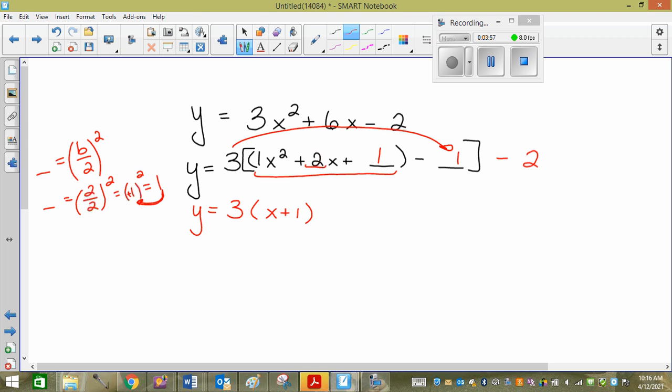And we have to remember to put a squared. And then the reason why we have the square brackets is we have to remember to distribute, which gets us a minus 3. And then the negative 2, the homie's back, can now join it. So we get y equals 3, x plus 1 squared minus 5.